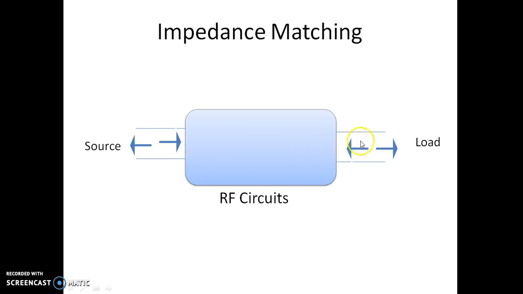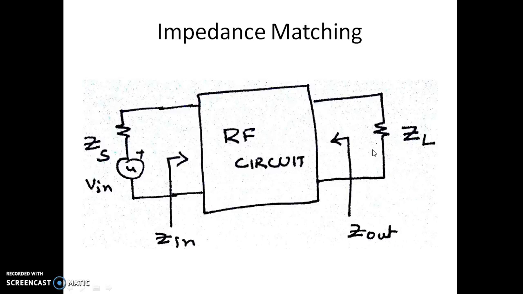The same thing will happen at the load. If the load impedance is not matched with the output impedance of the RF circuit, we have the incident signal going to the load, and the load reflects some signal. This is the reflected signal at the output node. This is what we are talking about with impedance matching. So there is an RF circuit, which will have some input impedance. This is the source having the input voltage, and Zs is the source impedance, and the RF circuit has some output impedance Zout, and this is the load impedance.